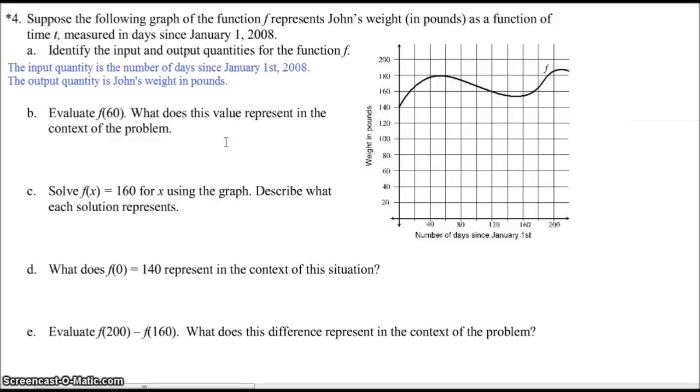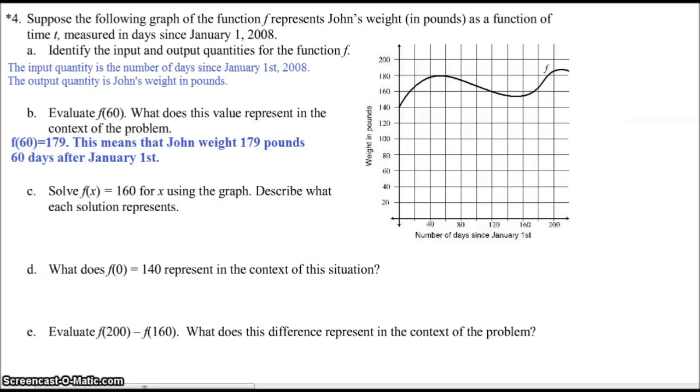Part B, evaluate f of 60. What does this value represent in the context of the problem? So simply take a look here. Here's when the input is 60. That's 60 days since January 1st. We can go up to our function and take a look at the corresponding y value, which is almost 180. We could say 179 or something. So f of 60 equals 179, and this means that John weighs 179 pounds 60 days after January 1st.